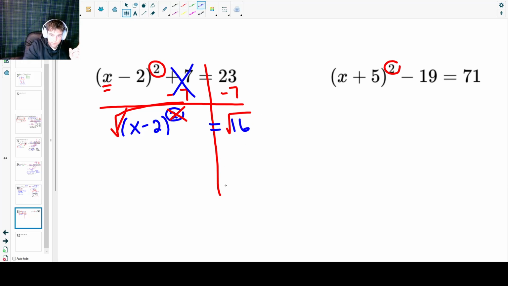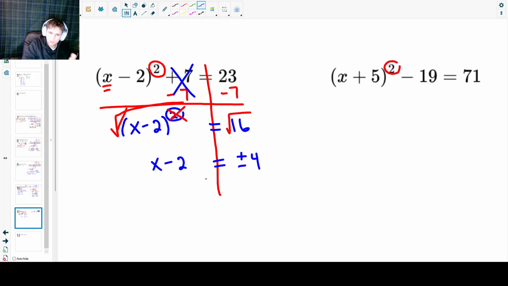Remember, square root of 16, when we're solving, has 2 answers, a positive answer and a negative answer. And what's different here is now I don't have just x all by itself. I have x minus 2. So reading this, we're saying that x minus 2 is equal to positive 4 or negative 4. That's kind of 2 different equations, right? That's saying x minus 2 equals positive 4 and x minus 2 is equal to negative 4.